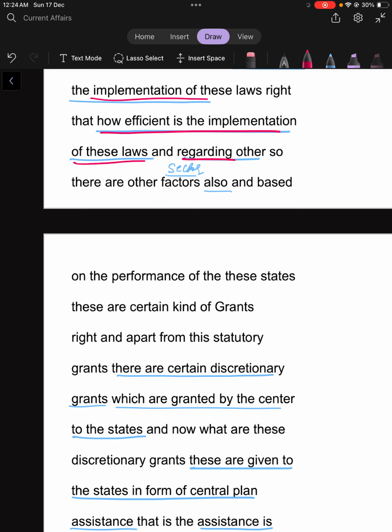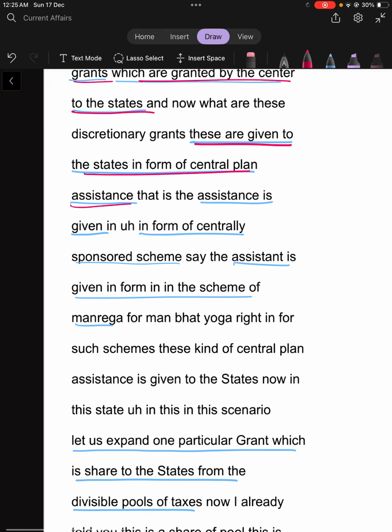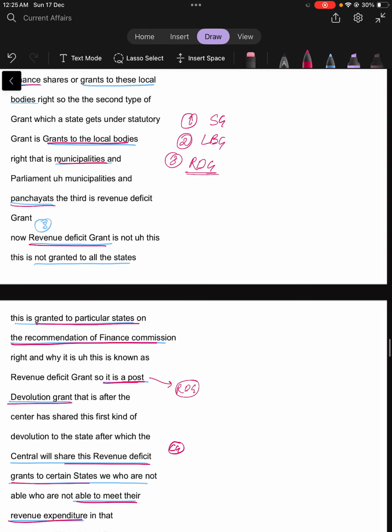So it is also regarding other sectors. There are certain discretionary grants which are granted by the center to the states. These are given to the states in the form of central plan assistance, or assistance is given in the form of centrally sponsored schemes. So grant is also given in the form of centrally sponsored schemes.